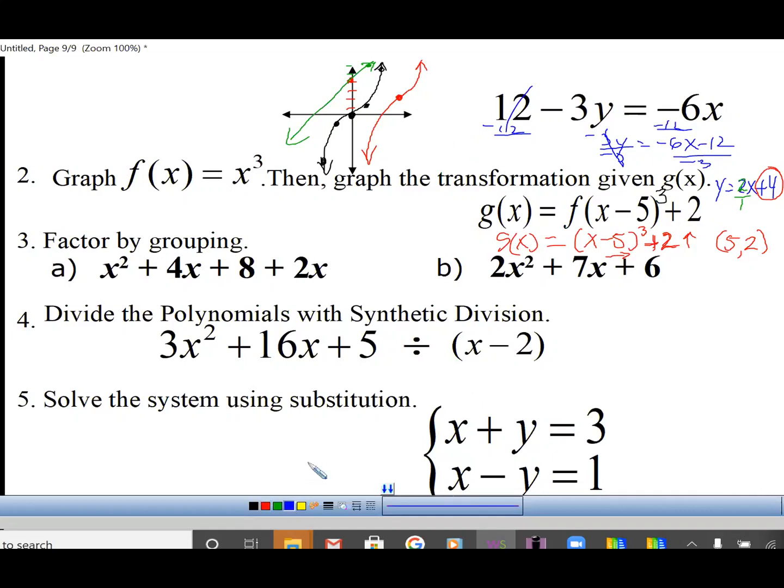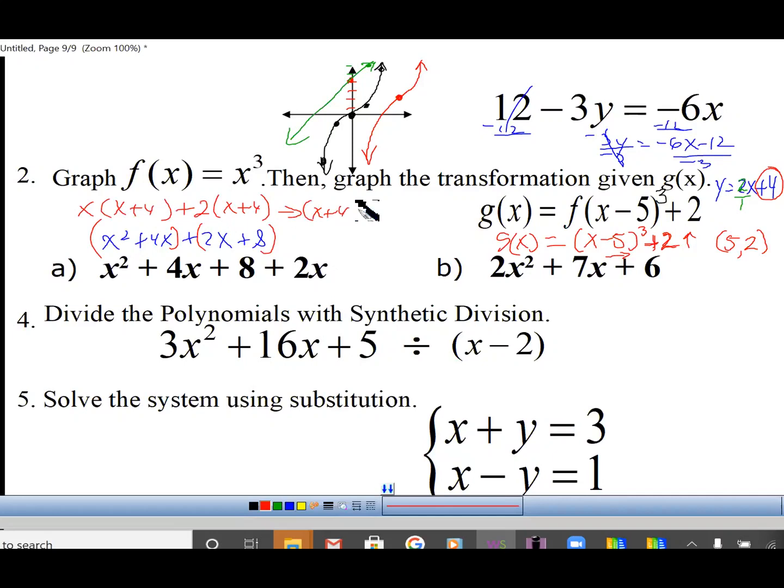So you're like, okay, Mr. Q. Let's go to number 3. Is it in standard form? No. So first things first, let's write this in standard form. Let me make some space right above here. So we rewrite this x squared plus 4x plus 2x plus 8. Let's group the first 2 and the last 2. GCF for the first 2 is x. We're left with x plus 4. GCF for the last 2 is 2. We're left with x plus 4. So what's the same here and here? Oh, x plus 4. And we're left with x plus 2. These are my factors.